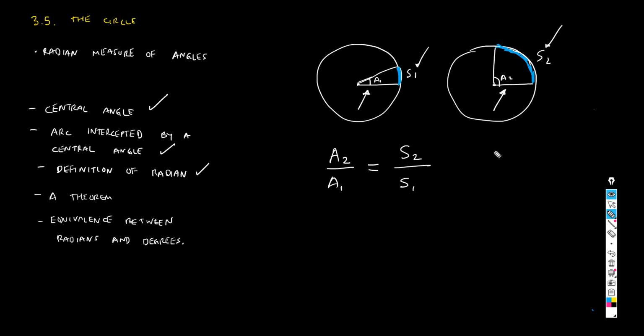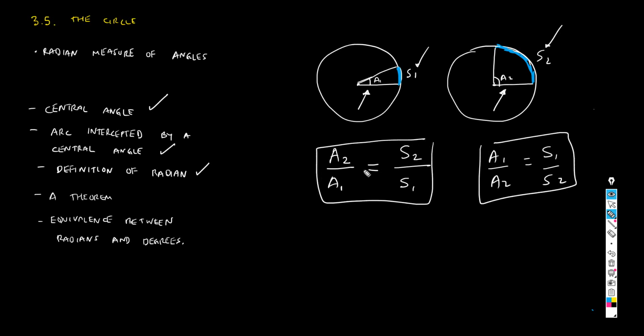Or you could have done it the other way around. It's pretty much the same, right? Well, not pretty much. It's the same. Either way, it doesn't matter. That's what this theorem is about. Arcs are proportional to their central angles.